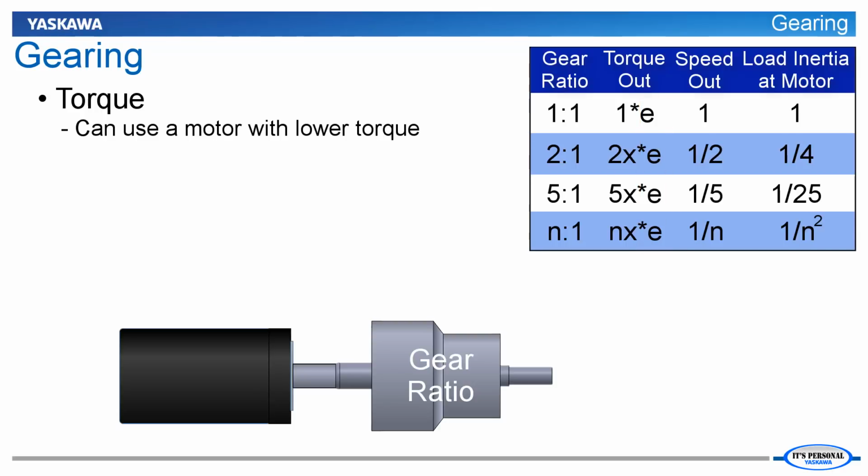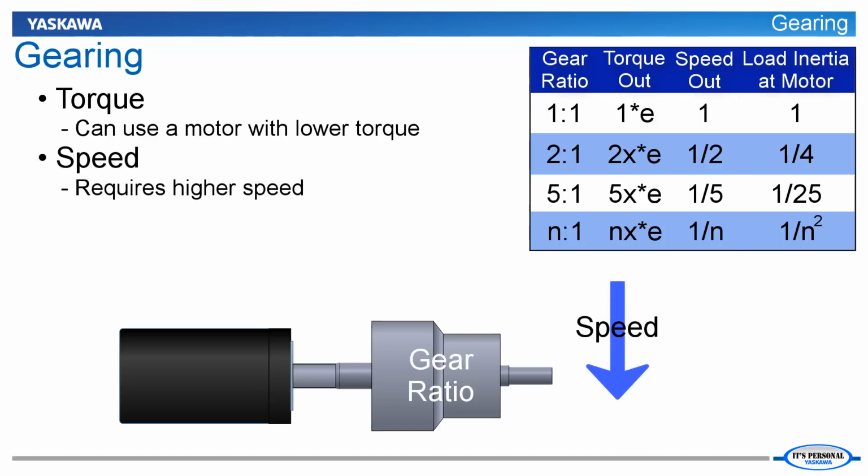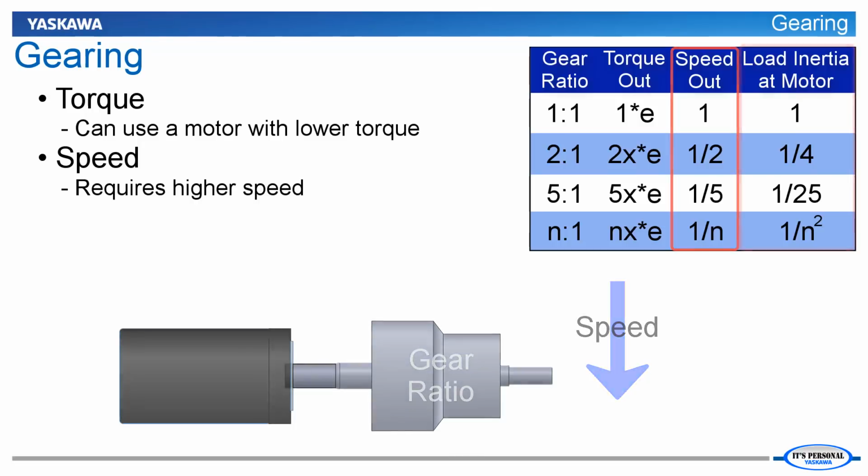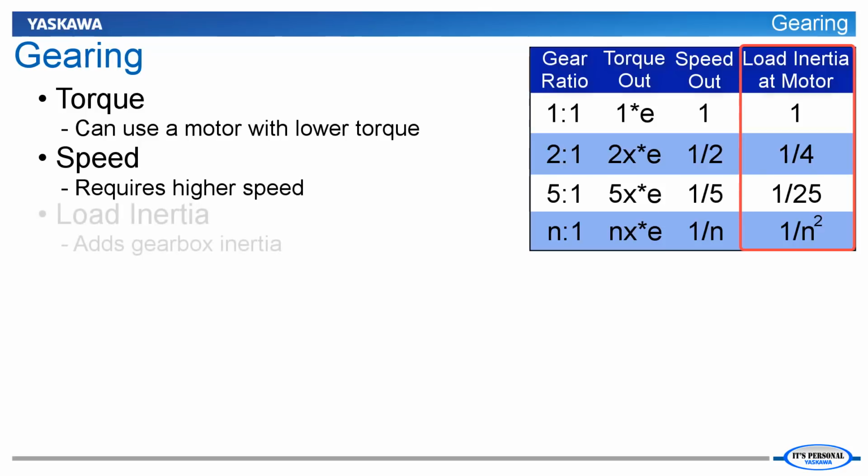Realistically, these torque values are slightly lower due to the gearbox efficiency. But this increase in torque is made possible because the speed out of the gearbox is reduced by the gear ratio. The motor will be required to turn faster and accelerate faster when a gearbox is connected in order to achieve the same output speed and acceleration to the machine. The load inertia is reduced even more, by the square of the gear ratio. So a 2:1 gearbox reduces the load inertia by 4 times, and a 5:1 gearbox reduces the load inertia by 25 times.